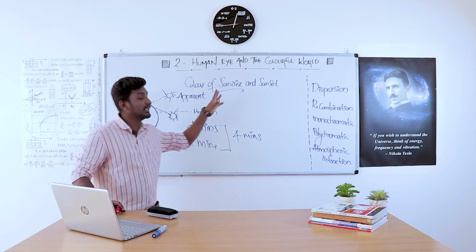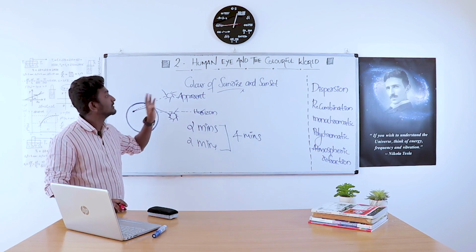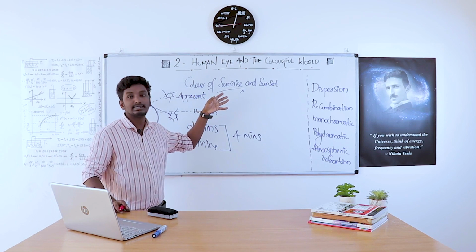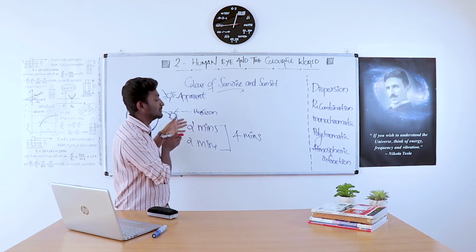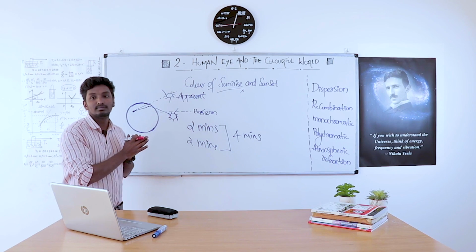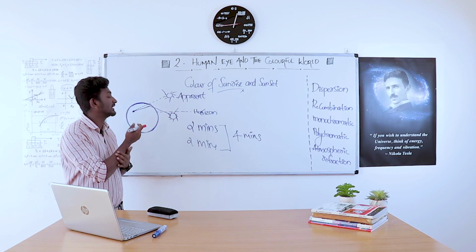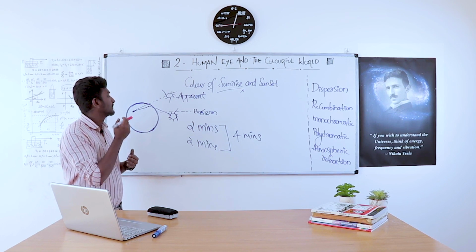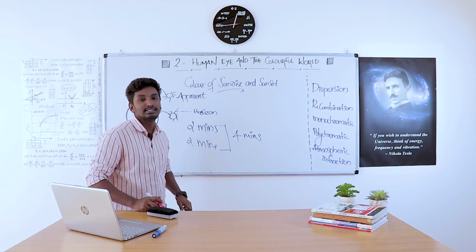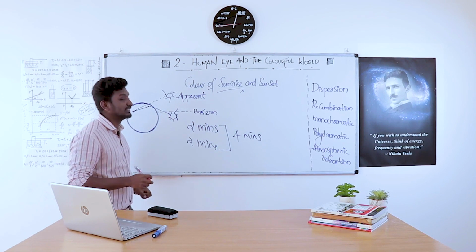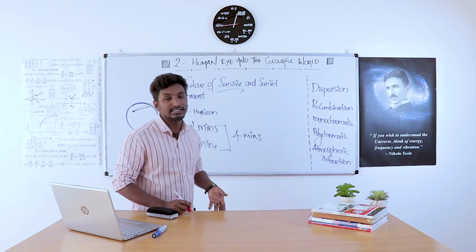After this, we can explain the color of sunrise and sunset. I am just explaining advanced sunrise and delayed sunset before that. So what do we mean by advanced sunrise or delayed sunset? Otherwise, how are we getting 4 minutes extra in daytime?